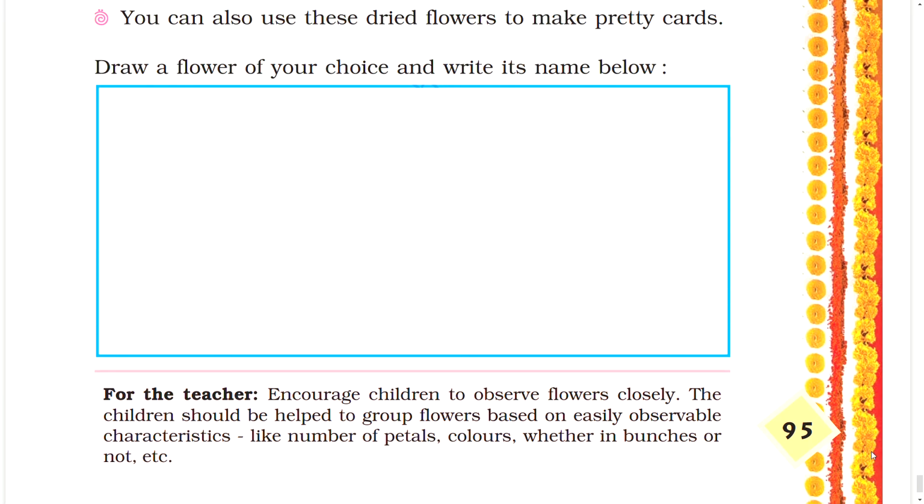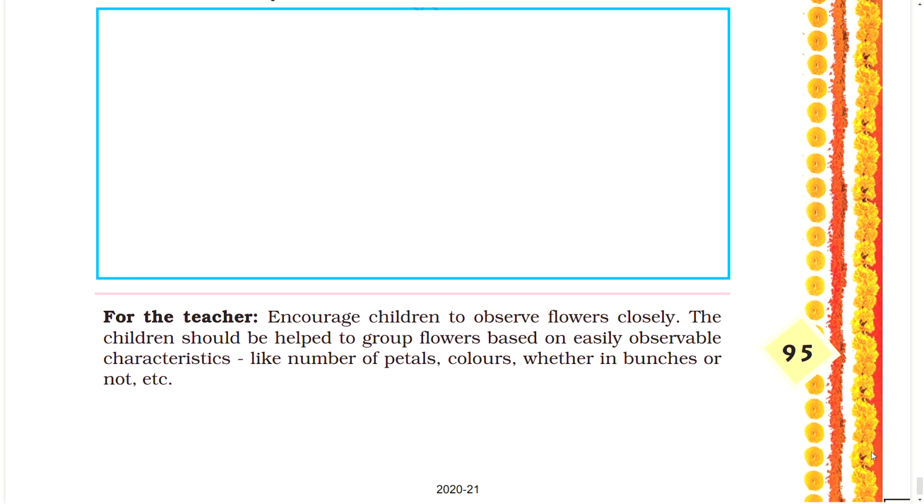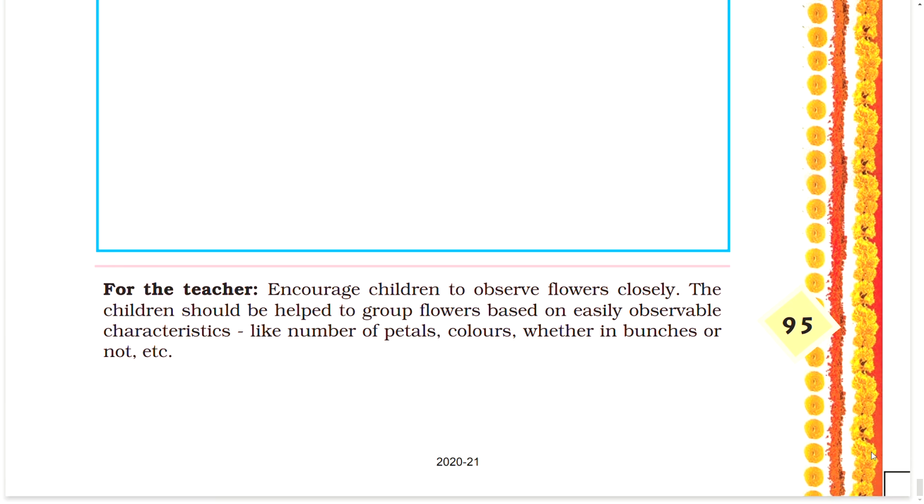Draw a flower of your choice and write its name below. Comment this and draw this. For the teacher, encourage children to observe flowers closely. The children should be helped to group flowers based on easily observable characteristics like numbers of petals, colors, whether in bunches or not, etc.